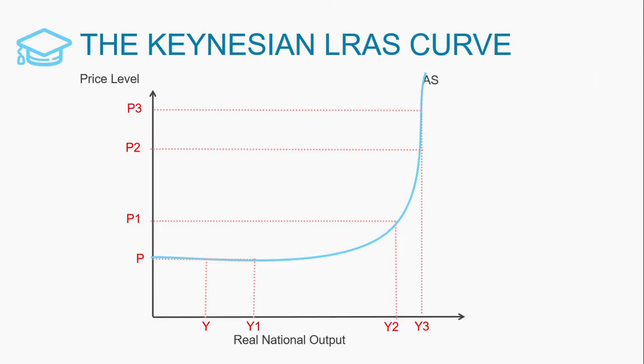The Keynesian LRAS curve. The curve is horizontal at low levels of output, where resources are not fully employed, so there's spare capacity in the economy. Aggregate supply is perfectly elastic at this point, and output can be increased from Y to Y1, depicting economic growth, without a rise in the price level, which stays at P. From P1 to P2, output increases from Y2 to Y3, so there is inflation and economic growth.